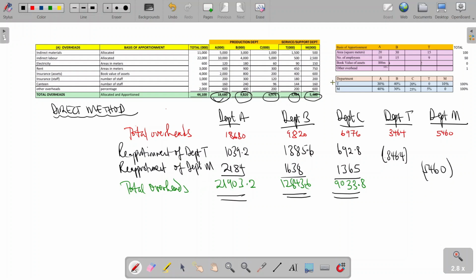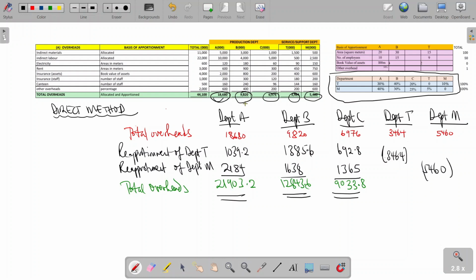On the right here, the question has given the rate at which each service department is being used by the production department. There are 5 departments here, but 2 are service departments and 3 are production departments. Department T and Department M are the service departments, and Department A, B, and C are the production departments.